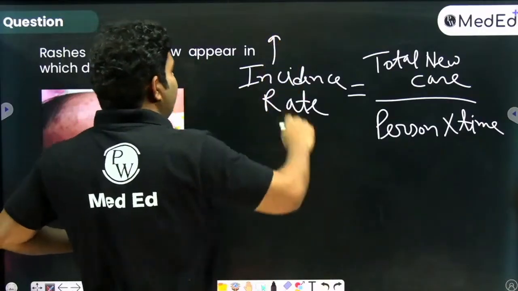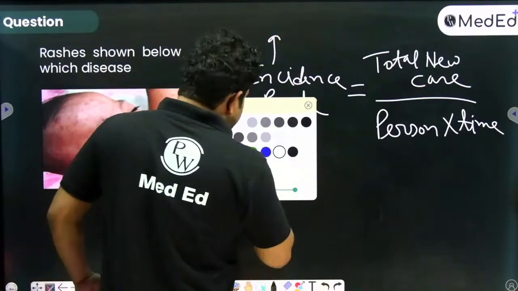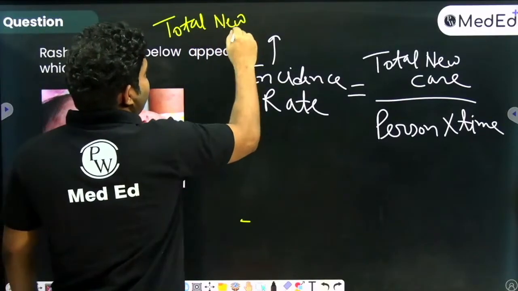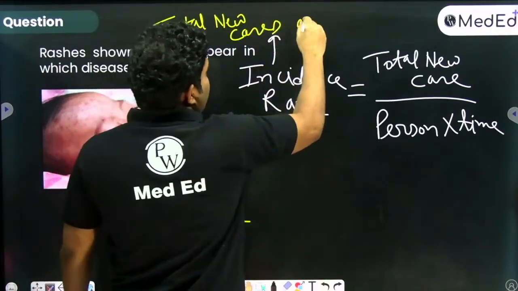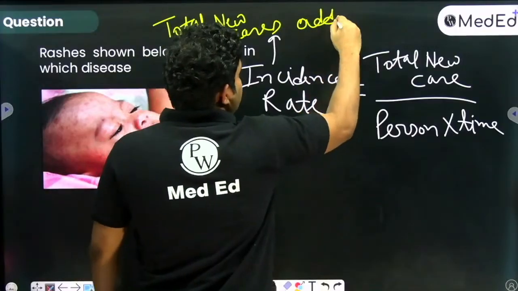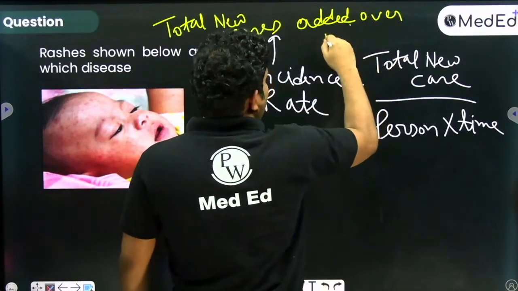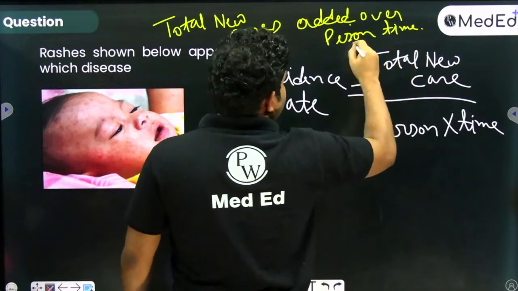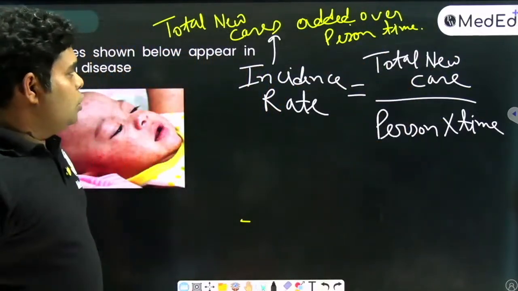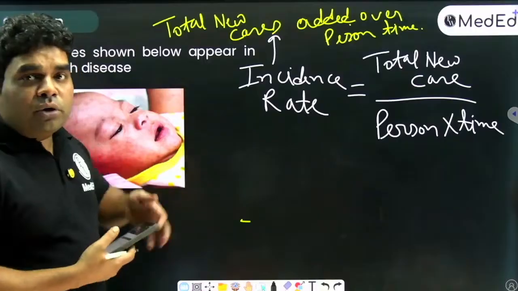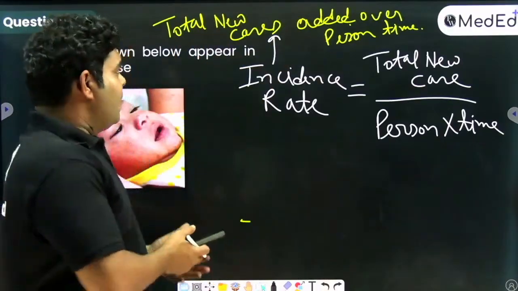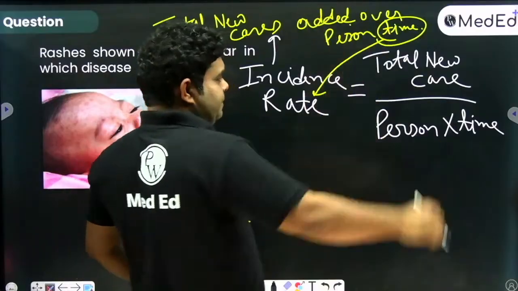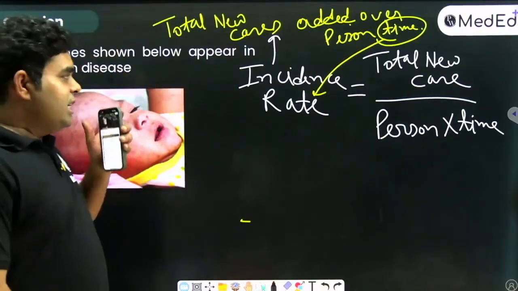So how do they ask a question from this part? They ask a question like this: if in a study we are writing total new cases added over person time, that is, we added all the new cases, over how many people were ill and for how long they were ill. So what is this the definition of? Total new cases added over person time. Whenever they use the word time, the answer will become incidence rate. Okay, and it is total new cases by person into time.